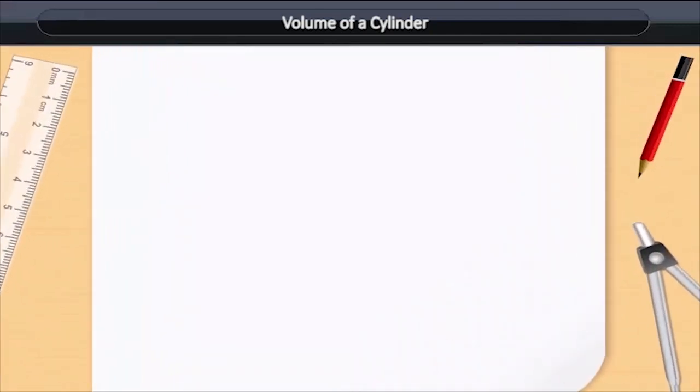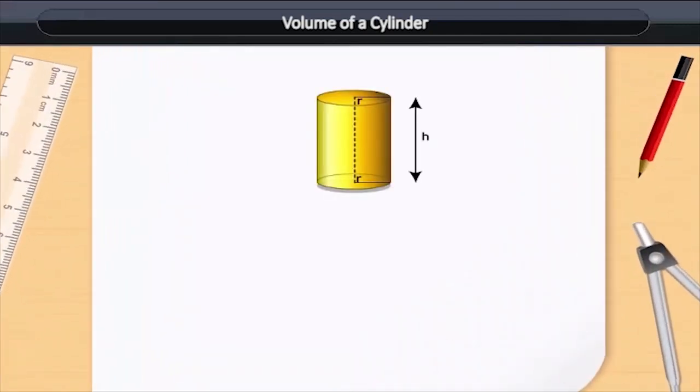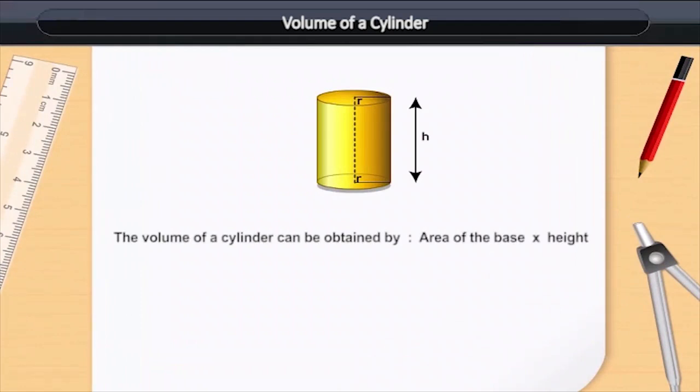Volume of a cylinder. The volume of a cylinder can be obtained by area of the base multiplied by height, which is equal to area of the circular base multiplied by height, which is equal to pi r square h.